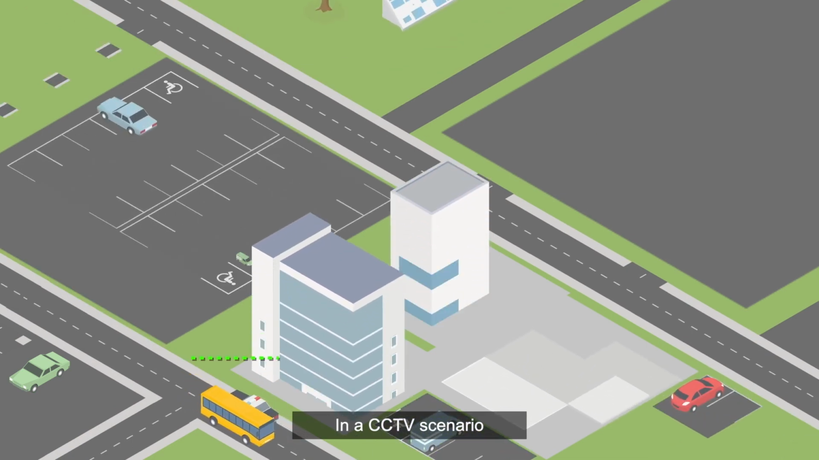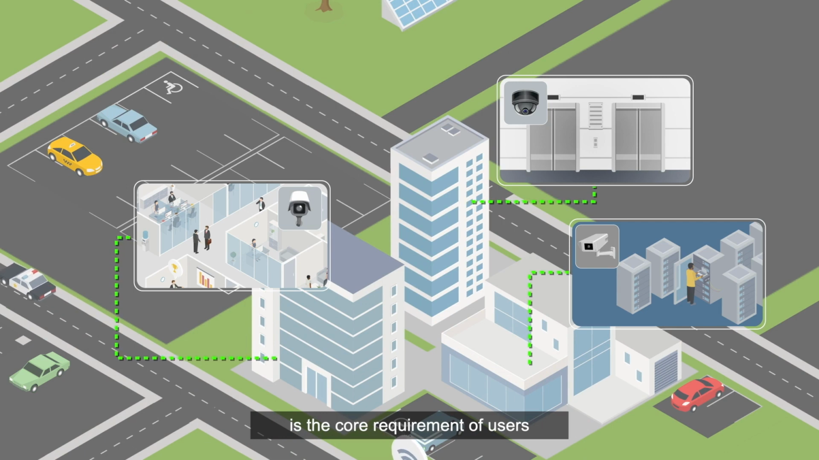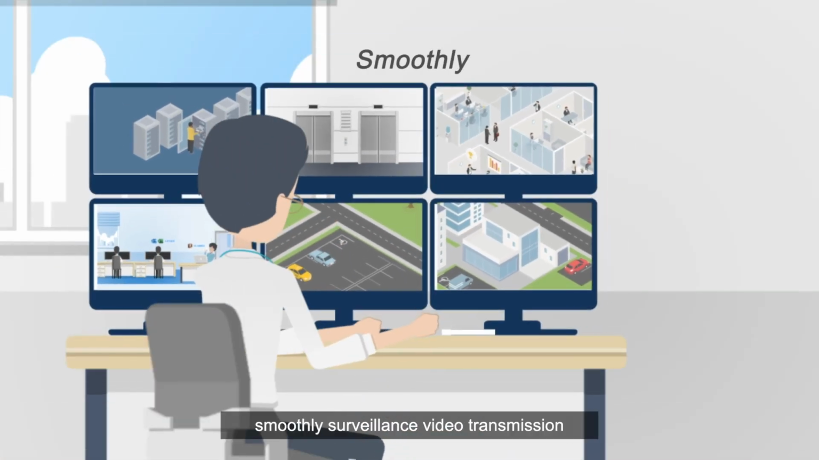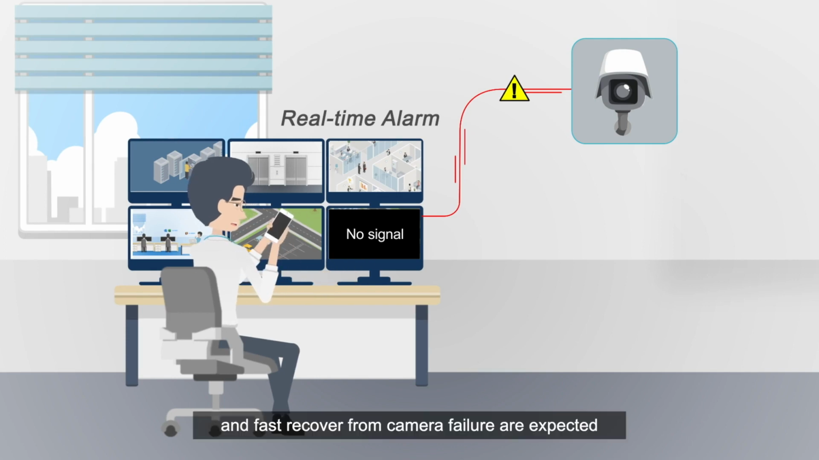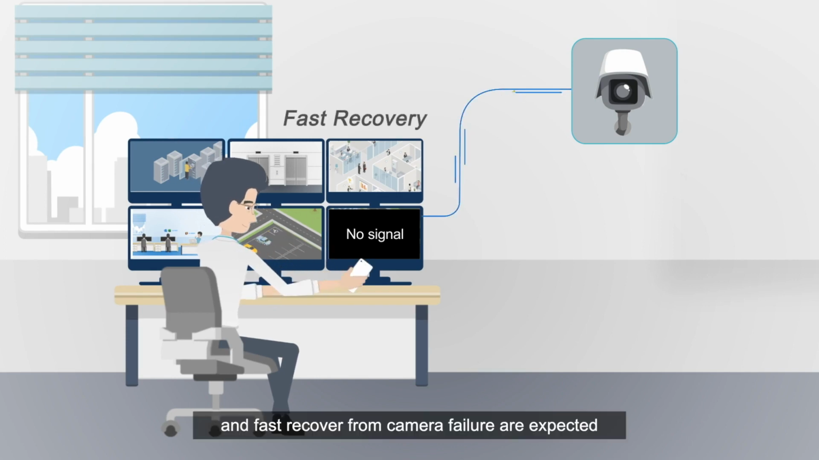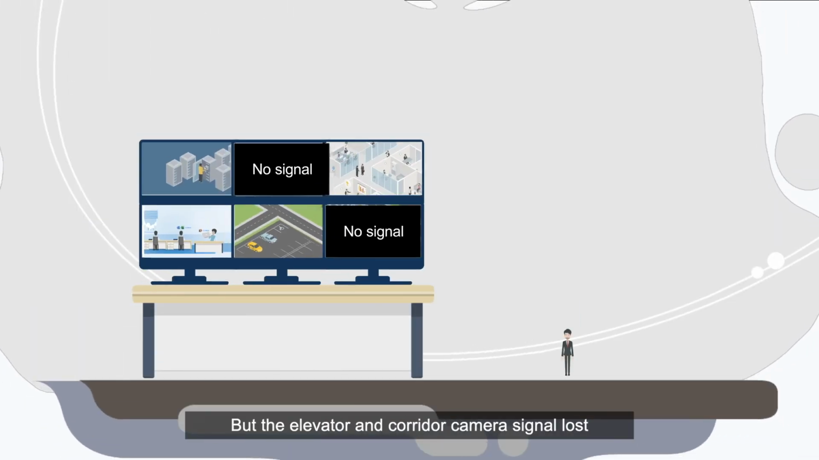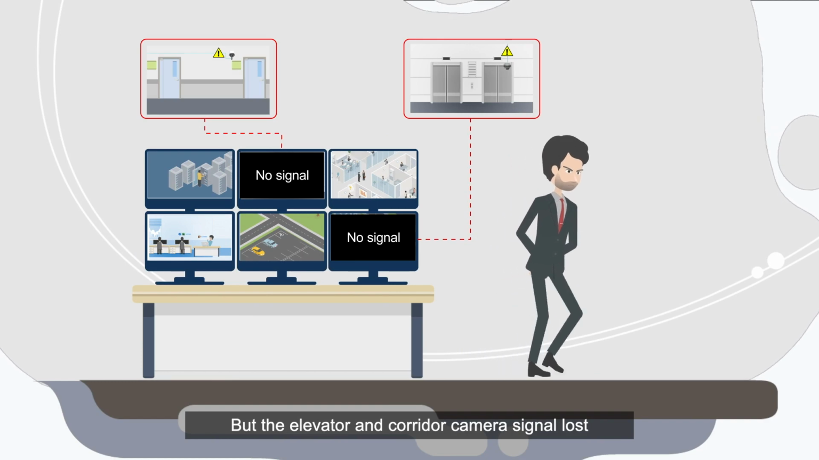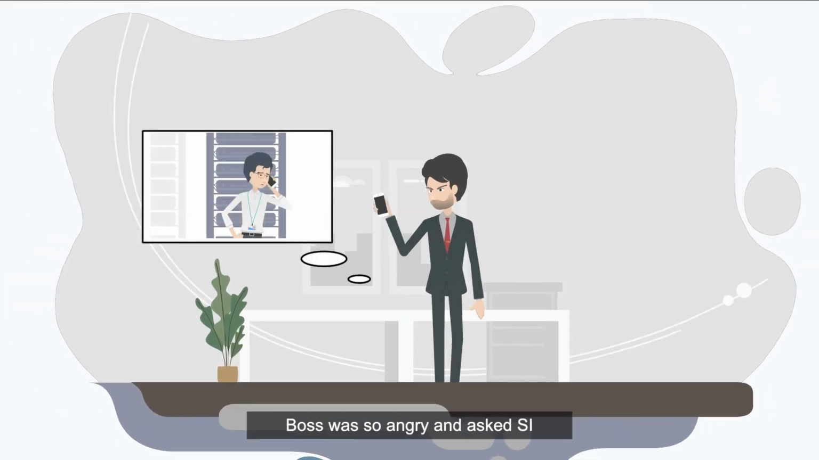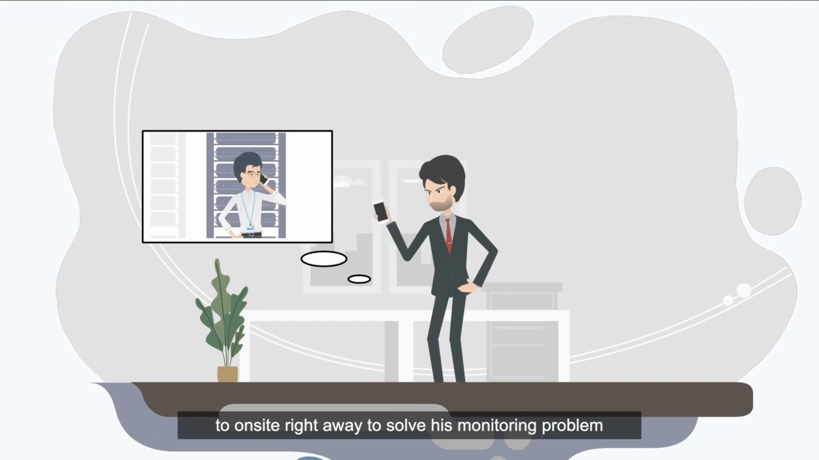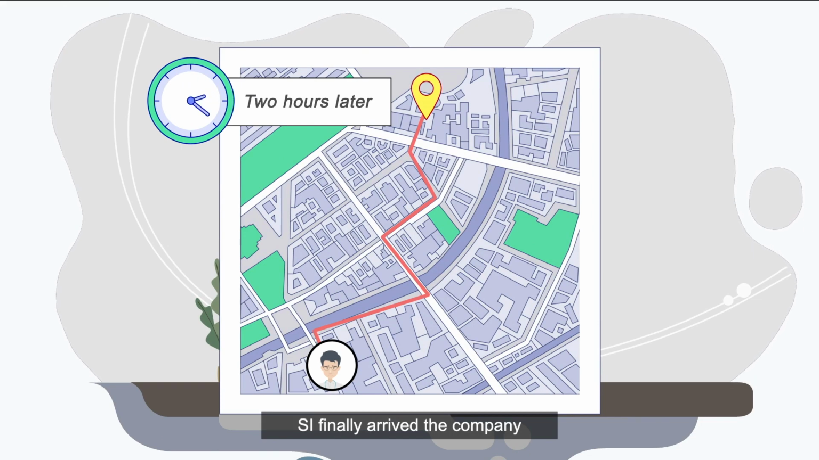In a CCTV scenario, protecting the safety of personnel and property is the core requirement of users. Therefore, smooth surveillance video transmission, real-time alarm notification, and fast recovery from camera failure are expected. One day, confidential documents were stolen, but the elevator and corridor camera signals were lost and couldn't track the thief. The boss was so angry and asked the SI to come on-site right away to solve this monitoring problem. Two hours later, the SI finally arrived at the company.